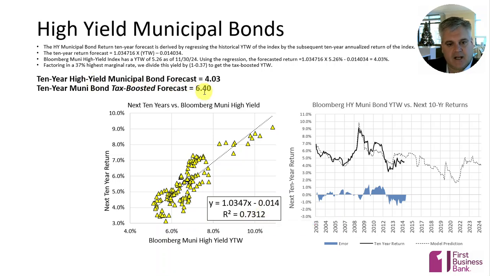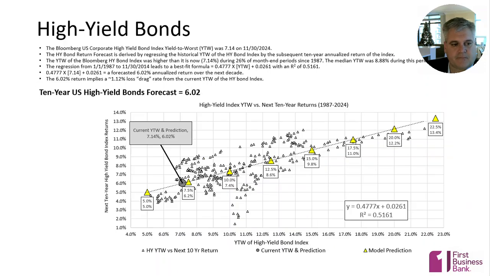That's okay. But at the end of the day, we expect about a 4% rate of return here, but when we tax adjust these high yield munis, because you're not paying tax and you're comparing them to taxable investments, we get to a higher 6.4% return. And then we have here high yield bonds.